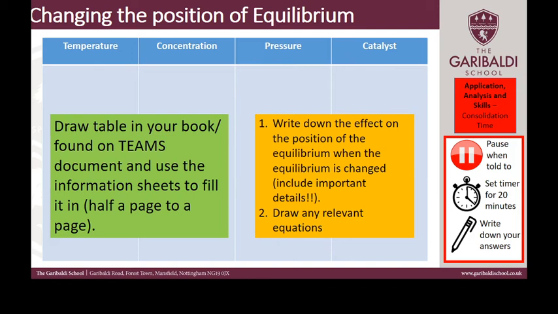So you need to write down the effect on the position of equilibrium when the equilibrium is changed. So once you change the conditions, for example, temperature, if you increase the temperature, decrease the temperature, what effect does it have on the position of equilibrium? And I want you to draw any relevant equations. It's really, really important because you can understand these, but sometimes if you see them in an equation, you get a better understanding because you can see what is happening, the products, the reactants, what is happening to them.